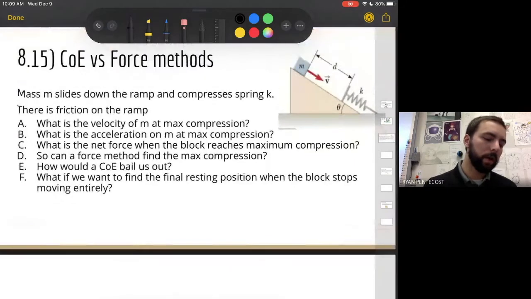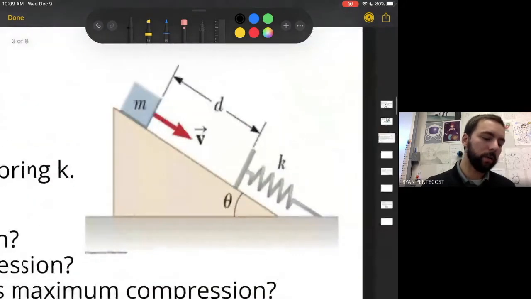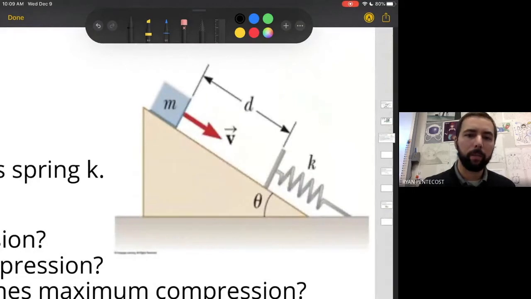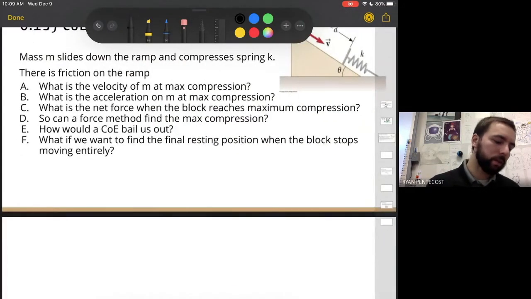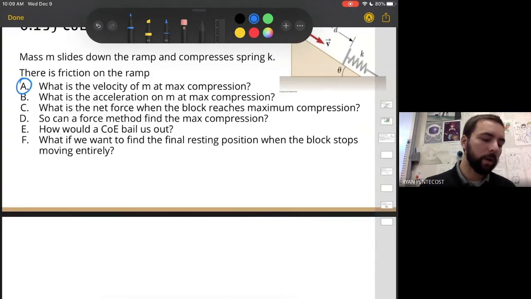Okay, so we've got this scenario over here. Mass M is sliding down the ramp and compresses the spring K, and there is friction on the ramp. Now, let's talk about these one at a time. Okay, so we've got part A. What is the velocity of M at maximum compression?